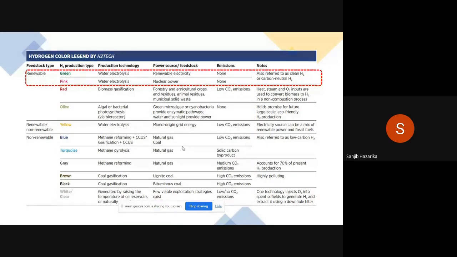Moving to hydrogen, I'm not going into details. We can have different types of hydrogen depending upon how it is produced: green, pink, red, all those. Green is the most emission compliant, or we can say very environment friendly hydrogen production, which uses renewable energy and water electrolysis to produce hydrogen. So it does not produce any kind of carbon, and of course pink is also very environment friendly, but it uses nuclear power, as mentioned here.